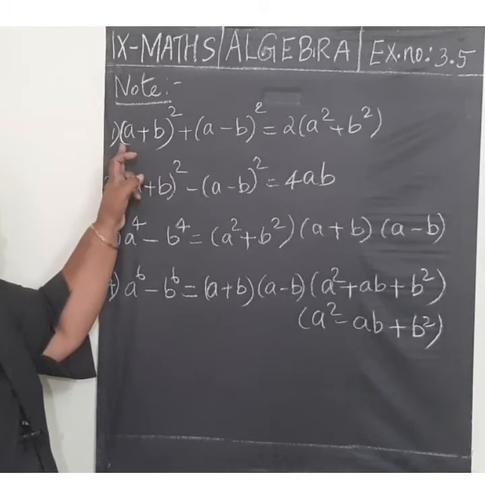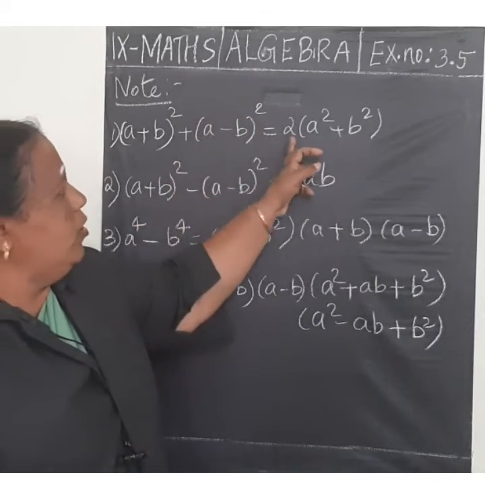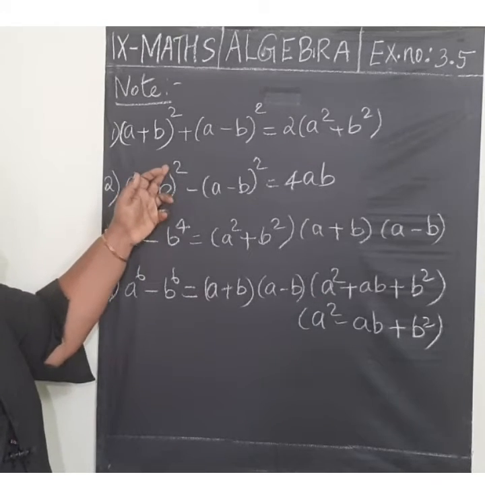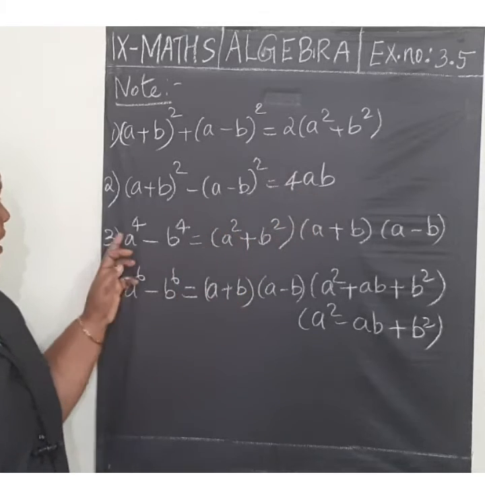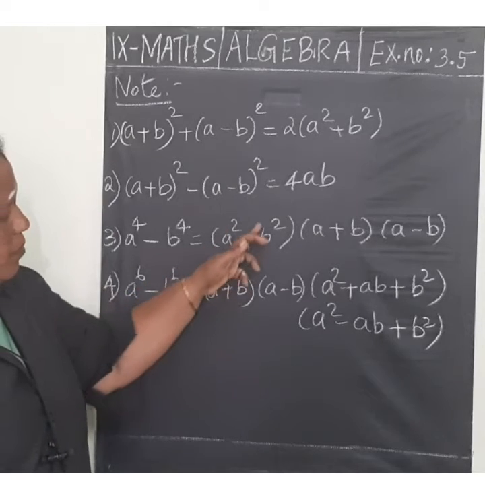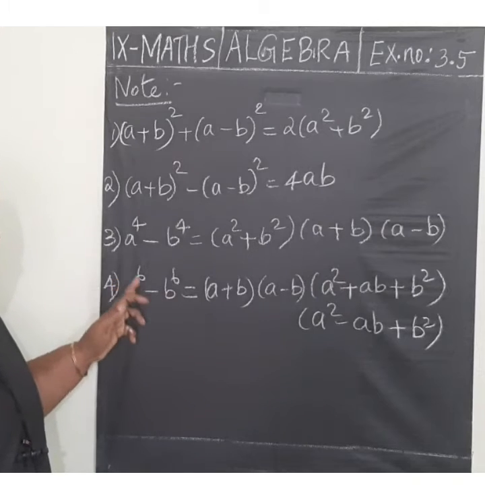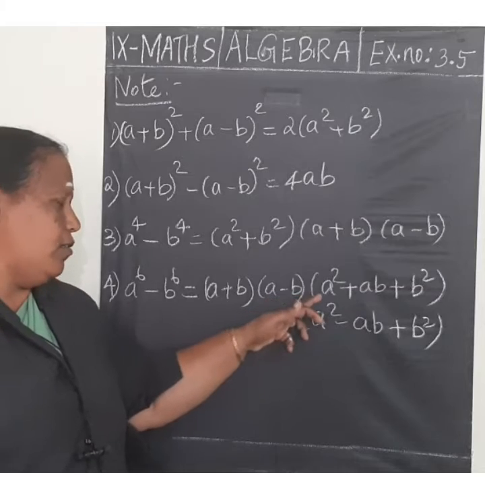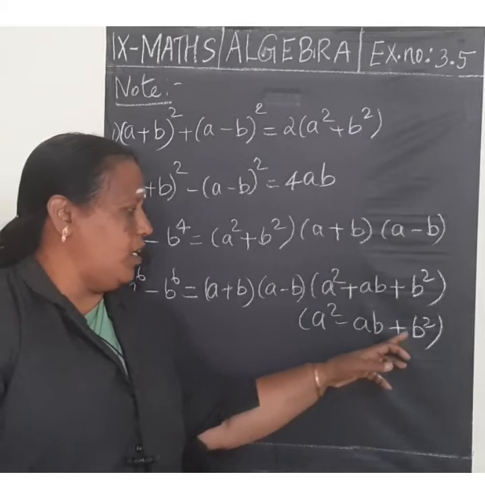Next, notes. First one, a plus b the whole square plus a minus b the whole square is equal to 2 into a square plus b square. Next, a plus b the whole square minus a minus b the whole square is equal to 4ab. Third one, a power 4 minus b power 4 is equal to a square plus b square into a plus b into a minus b. Next, a power 6 minus b power 6 is equal to a plus b into a minus b into a square plus ab plus b square into a square minus ab plus b square.